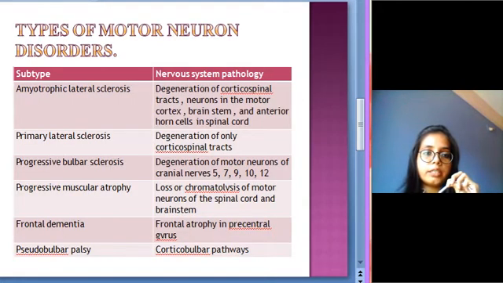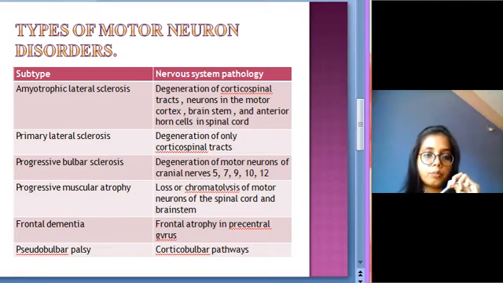Types of motor neuron disease include: first, amyotrophic lateral sclerosis, where there is degeneration of corticospinal tracts, neurons in the motor cortex, brainstem, and anterior horn cells of the spinal cord. Primary lateral sclerosis, where there is degeneration of only the corticospinal tracts, therefore only an upper motor neuron type of lesion. Progressive bulbar sclerosis, where there is degeneration of motor neurons of cranial nerves 5, 7, 9, 10, 12.